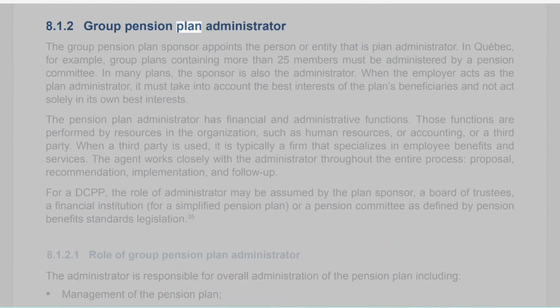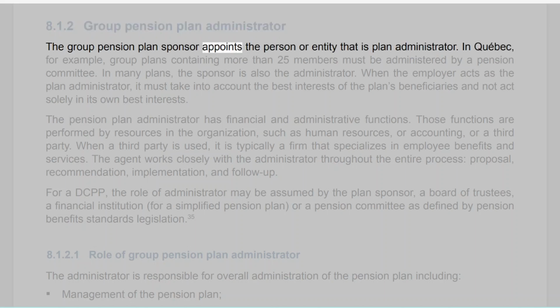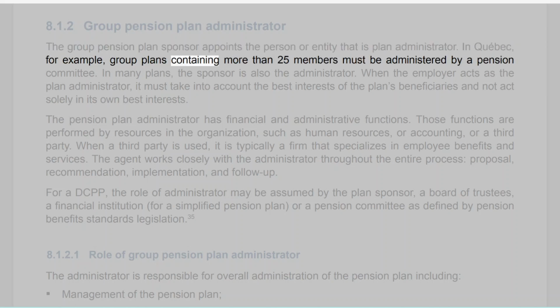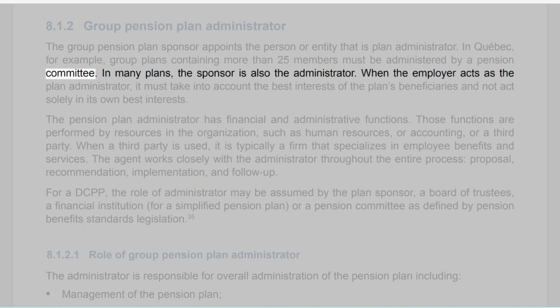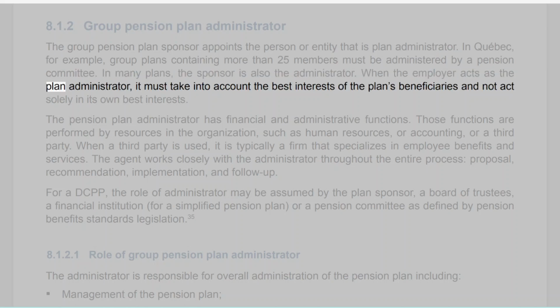8.1.2 Group Pension Plan Administrator. The group pension plan sponsor appoints the person or entity that is plan administrator. In Quebec, for example, group plans containing more than 25 members must be administered by a pension committee. In many plans, the sponsor is also the administrator. When the employer acts as the plan administrator, it must take into account the best interests of the plan's beneficiaries and not act solely in its own best interests.